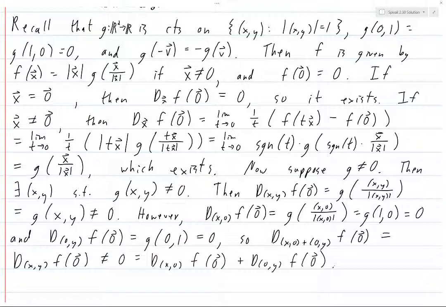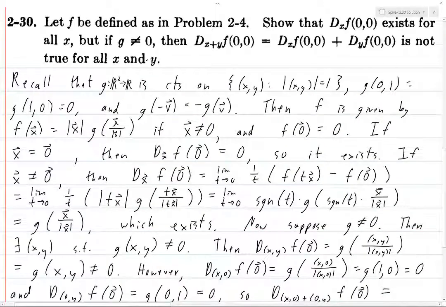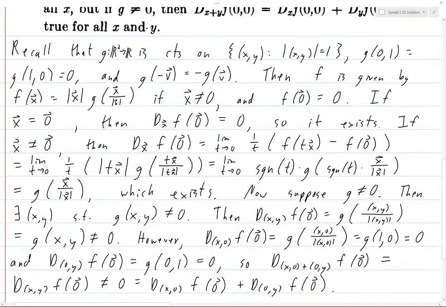And so let's see here. What's the thing that's weird here? We have that the derivative exists for all x, but we can't do this summation thing. I'd have to go back and check, but I think there's some other condition that you need in order for it to be true that d_(x+y) f is equal to d_x f plus d_y f. I think it's a continuity thing, like maybe continuity of the derivative.